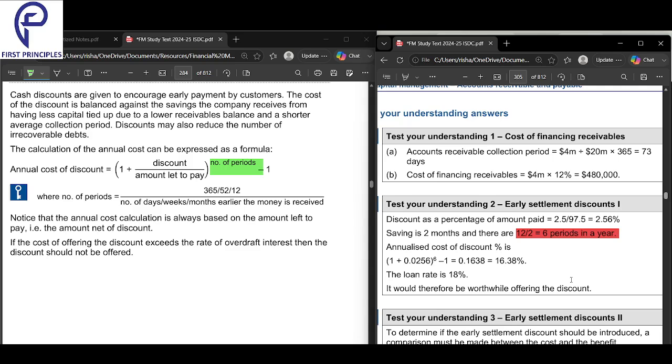How many periods are you saving? So the number of days, weeks, or months earlier that the money is received. That is the number of days, number of weeks, number of months that you're getting the money earlier.